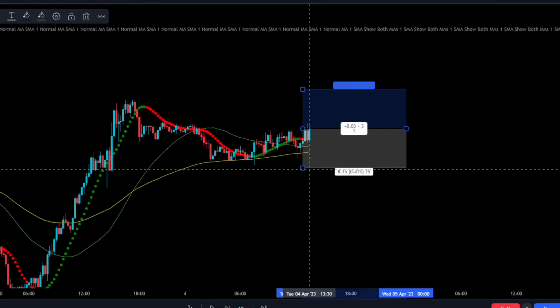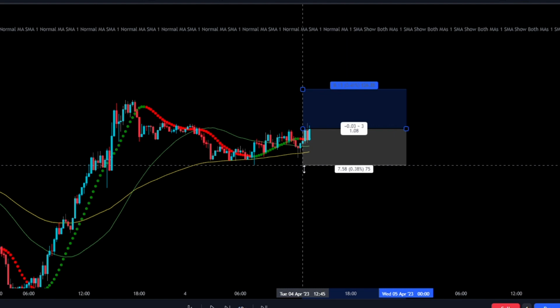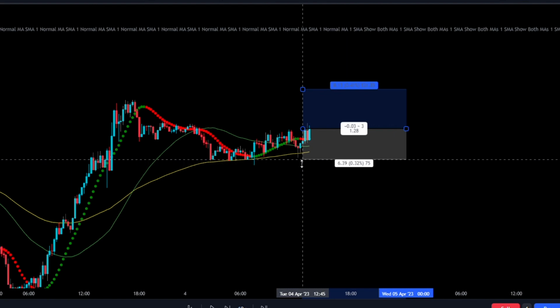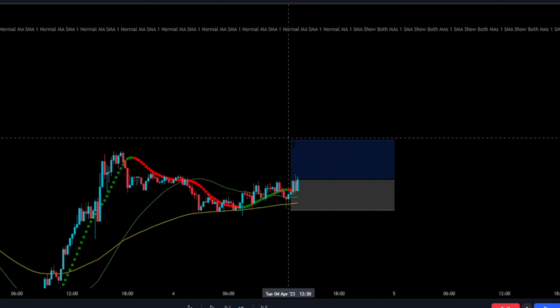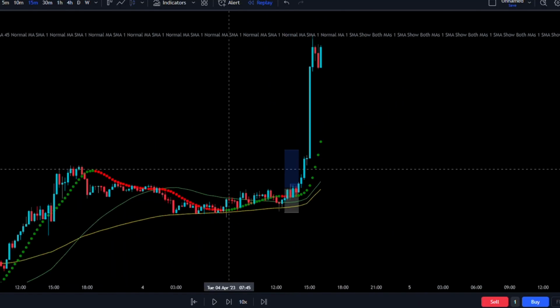We'll take the instant execution, and the stop loss will be below the most recent swing low with a little bit of room. And we're going to be targeting a 1.5 risk to reward. Okay, so in this scenario we would.